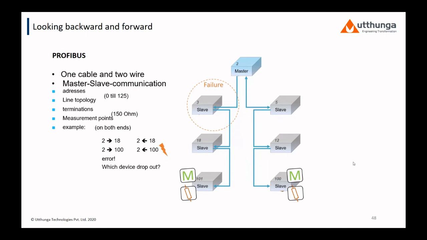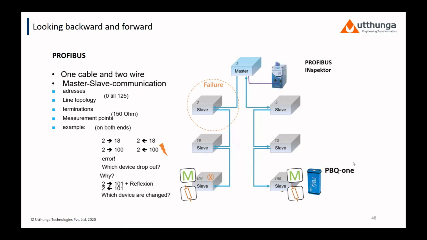But what happens? You requested the data from 101, but the failure happened at slave number 3. You don't know slave number 3 has failed, because 101 is not responding. You thought 101 is the problem. Then you can use Inspector or PBQ1 devices, and you can identify exactly which node the failure happens at.